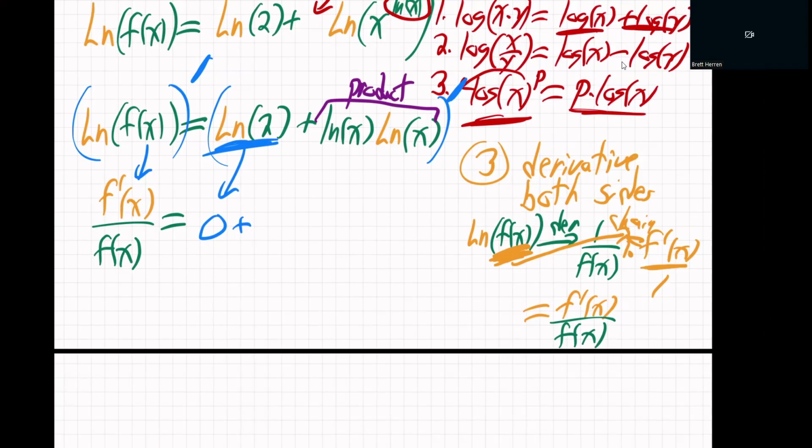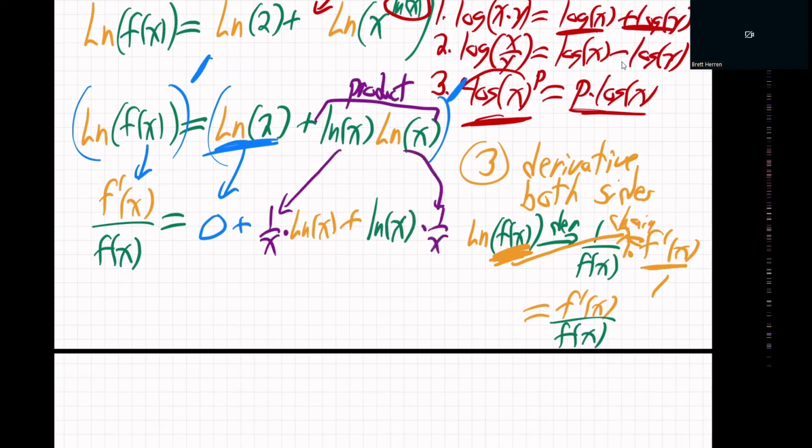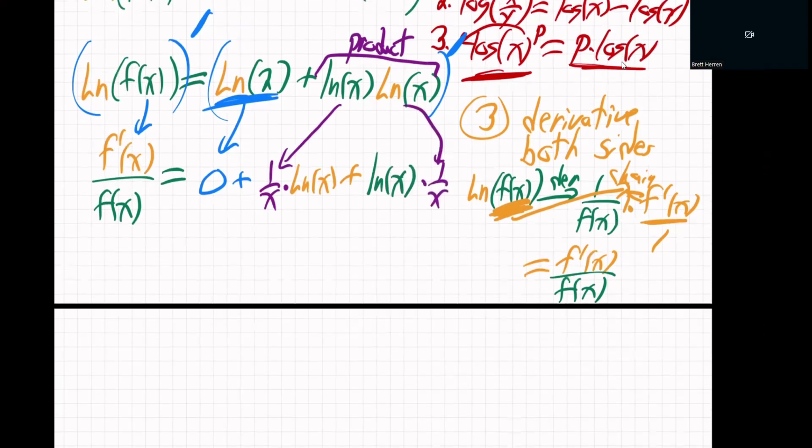Do you like that better? I mean, we could do that. I don't know. I'm just going to do the product rule. So the derivative of the first one, that's 1 over x, times the second one unchanged, plus the first one unchanged, which will be just ln x, times the derivative of the second one, which is again 1 over x.